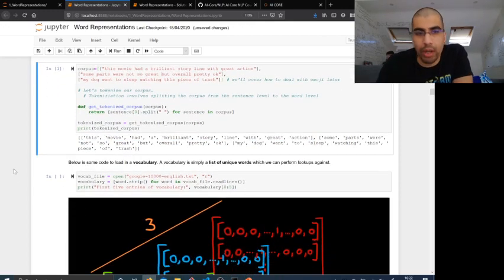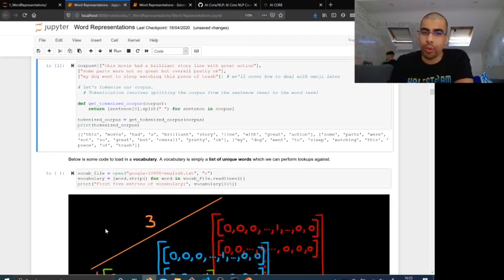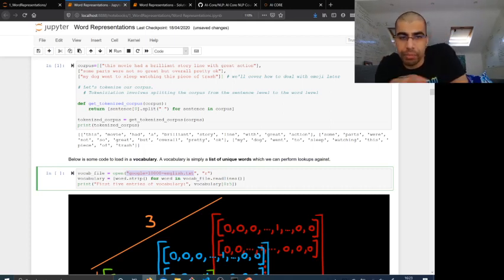And now what we're going to do is load in a vocabulary. In this particular case, and this isn't normally what you do in practice, but just as an introduction, we're going to load in an external file for our vocabulary. And this is just the top 10,000 most common words in the English language. As I mentioned, a vocabulary is simply a list of unique words which we can perform lookups against. Later on, we'll look at how we can use our own corpus to generate our vocabulary. But for now, we're just going to be looking at a preloaded vocabulary.